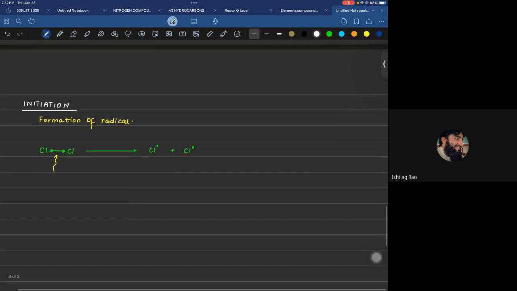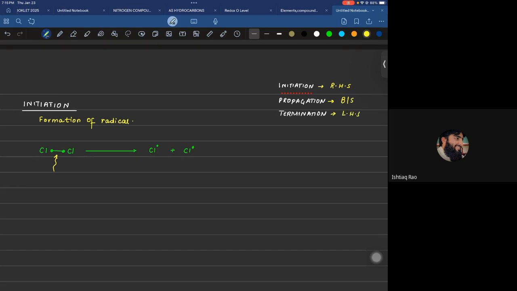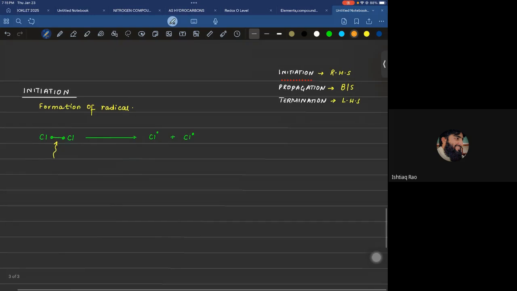I'm going to summarize it. In initiation, you would see the radicals on your right hand side, and in propagation, you would see the radicals on both sides, and in the termination step, you would see the radicals on your left hand side. So you would see, just wait.